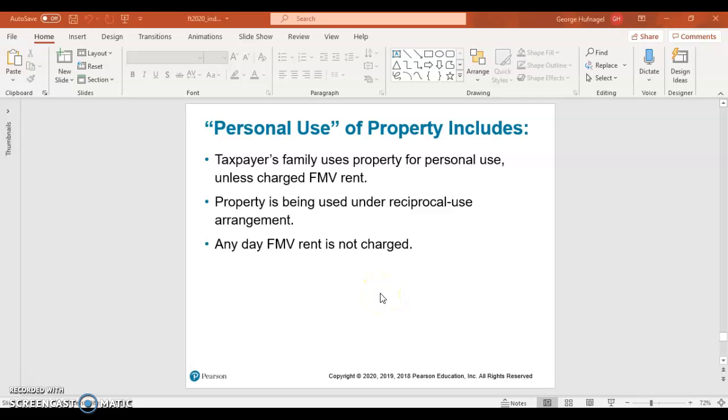Personal use of property includes the taxpayer's family use of the property, unless charged fair market value rent, and properties being used under reciprocal use arrangements. Any day fair market value rent is not charged counts as personal use.